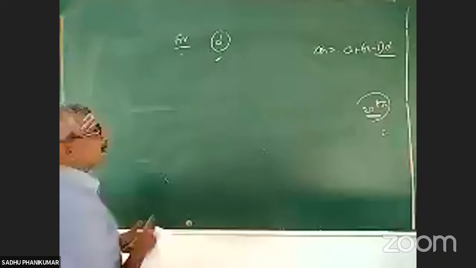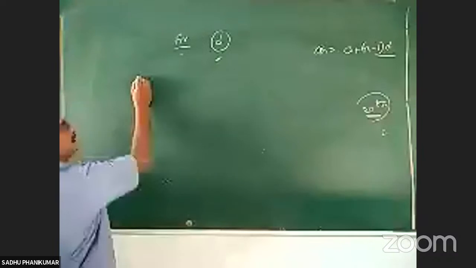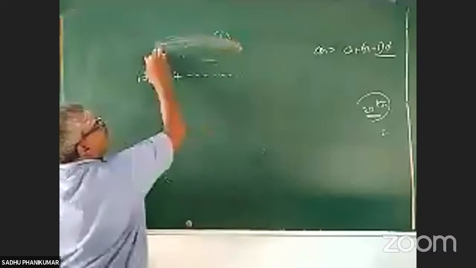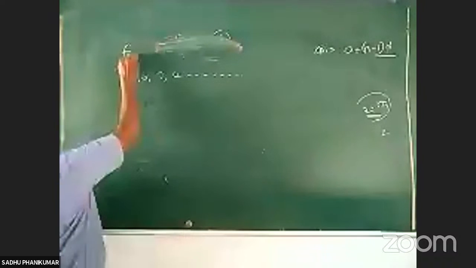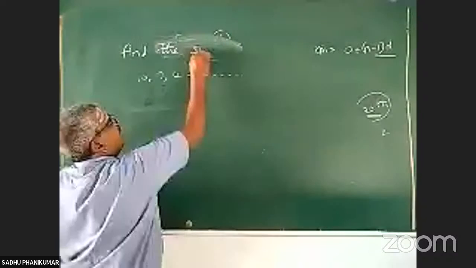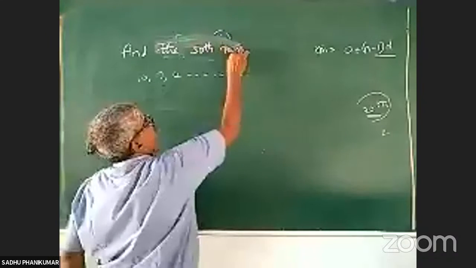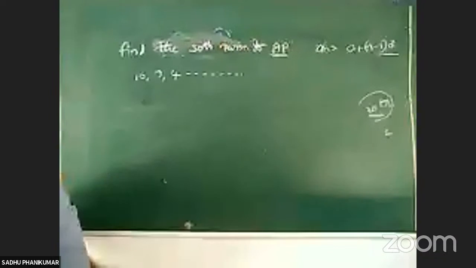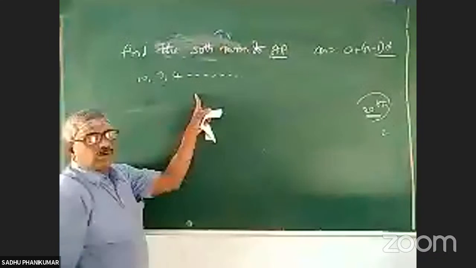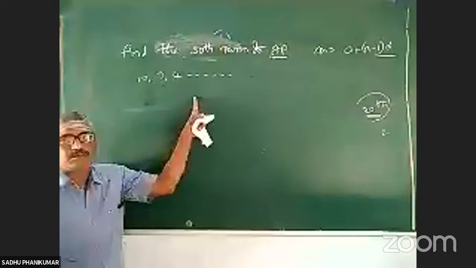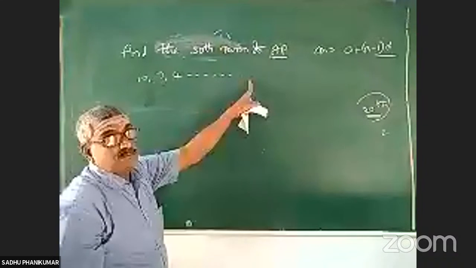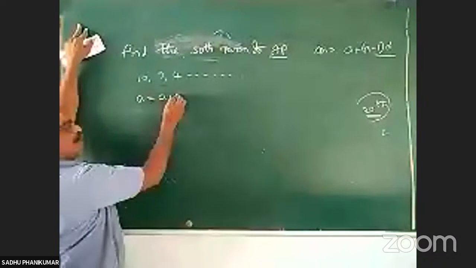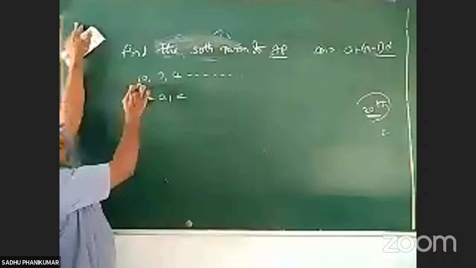Like this one, 10, 7, 4, that is an AP. Now the question is, find the 30th term of this AP. In this AP, we have to find the 30th term. Okay, now consider the first term: a is equal to a1, the first term of the AP.